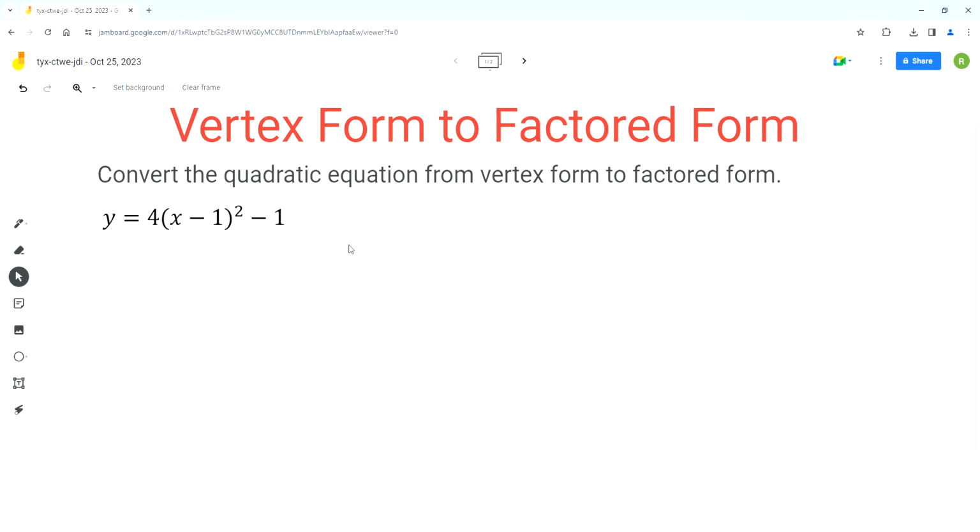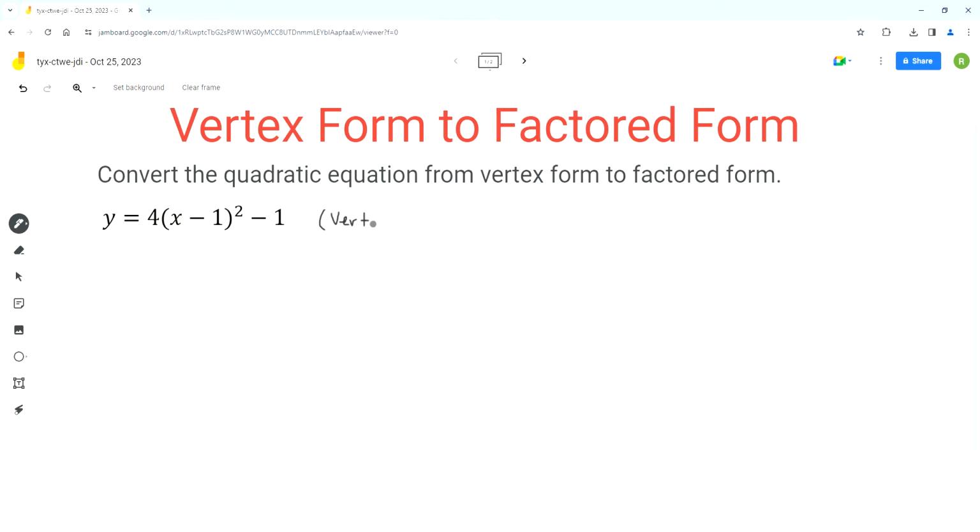Hello everyone. In this video, we will solve this problem based on the concepts of quadratic equations. Now in this problem, we have to convert this given quadratic equation from vertex form to factored form. So this equation here is in vertex form.